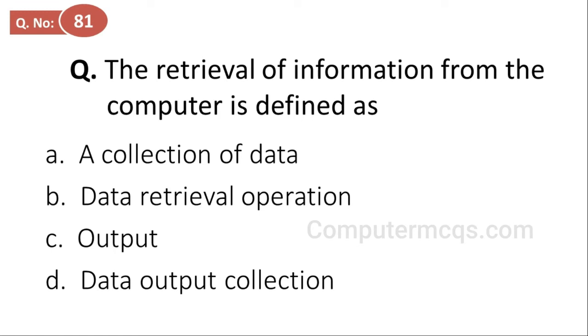The retrieval of information from the computer is defined as. Options are a collection of data, data retrieval operation, output, data output collection. And the correct answer is option C, output.